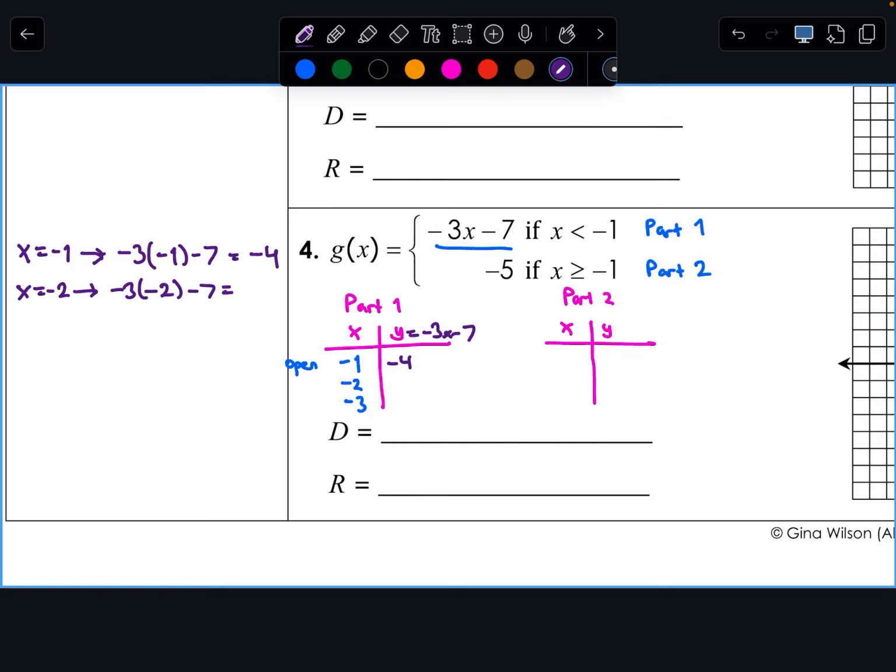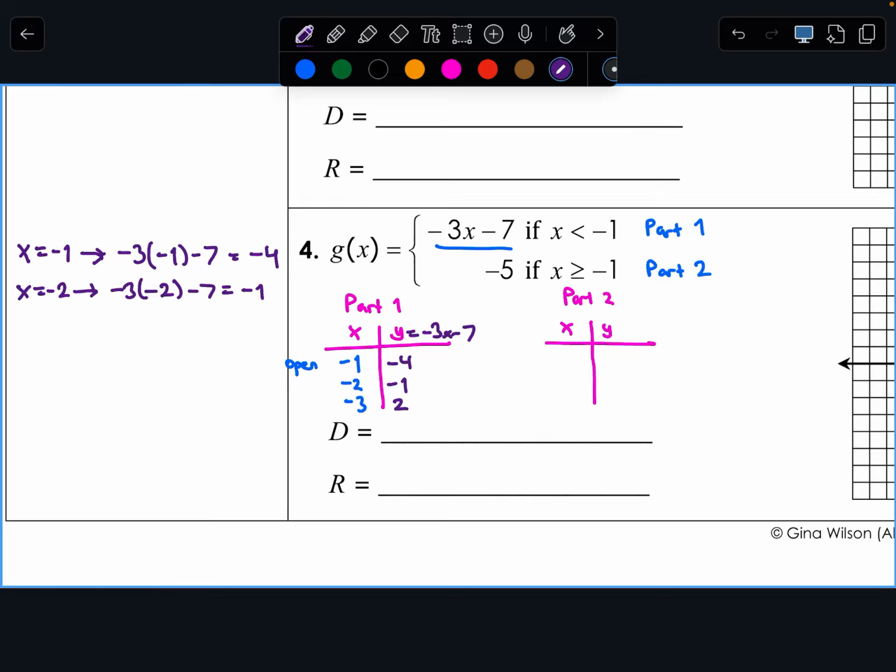Negative what? -1. Okay. Now, can you figure out what it is for -3 without plugging it in? It's -4, -1, then what? What did you say? 2. What kind of 2? Positive 2. Very good. Okay. So right now we have -4, -1, and 2 as our y values for that.